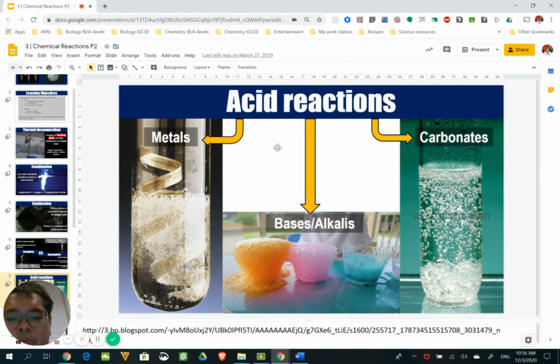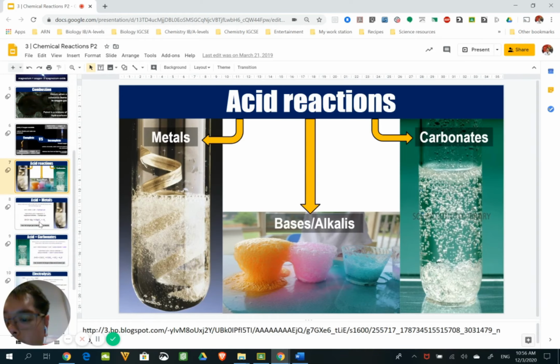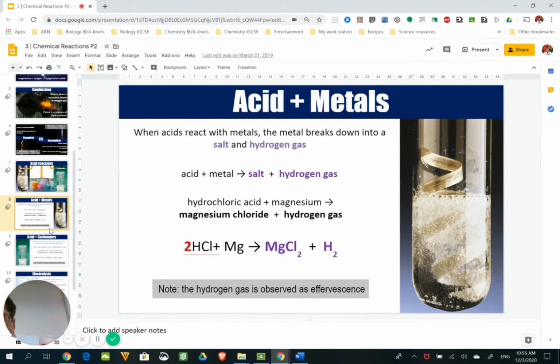The next one here would be on acid reactions. Acid reactions, as I have mentioned before, there are 3 different types of reactions that you will go with. One with metals, the other is with bases, and one is with carbonates. So let's go for acids and metals. Now, we will not be doing the acid and bases, but we will do the acid, metals, and carbonates to concentrate on. So an acid reacts with a metal to form a salt and hydrogen gas.